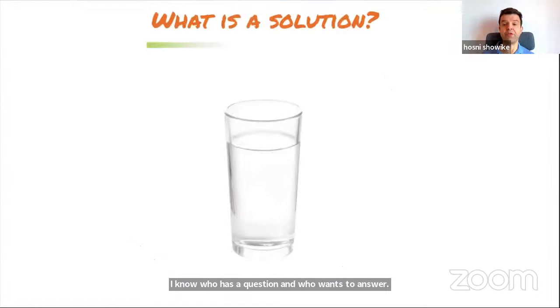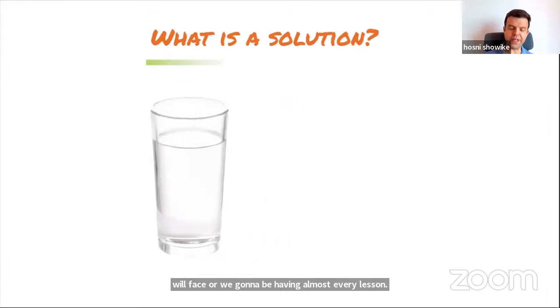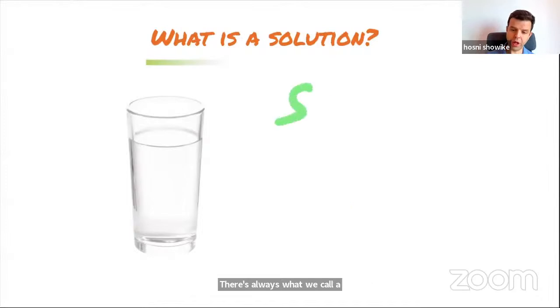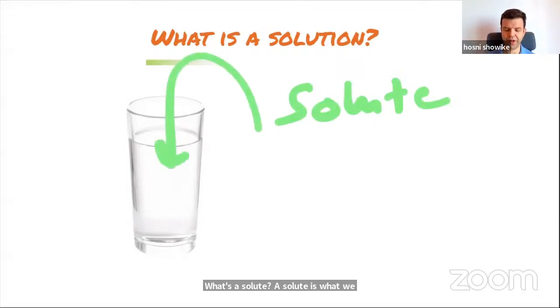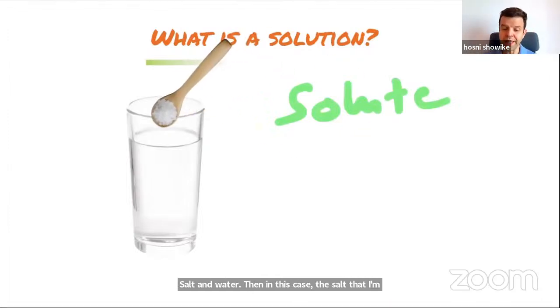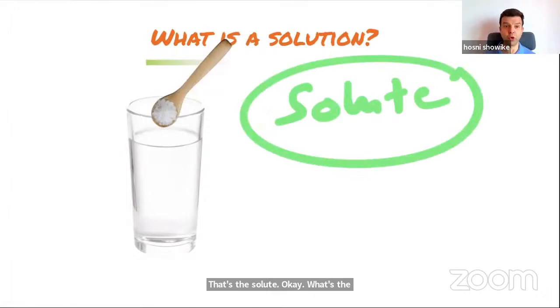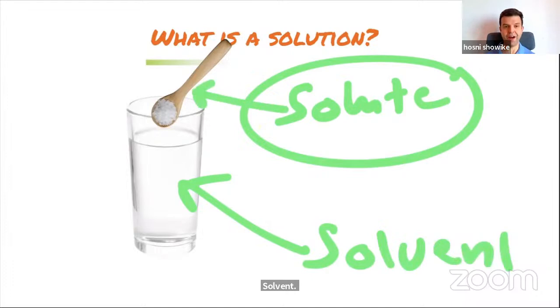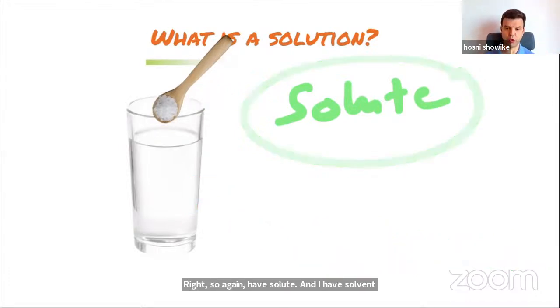Right. So now we're going into our lesson in more depth. So we're going to look at a mixture that we will face almost every lesson. This mixture is what we call a solution. What's a solution? A solution is a mixture of two things. There's always what we call a solute. What's a solute? A solute is what we dissolve. For instance, if I am dissolving salt in water, then the salt I'm putting into the water, that's the solute, okay? What's the other part of a solution? The other part of the solution is what I call solvent, right? So again, I have solute and I have solvent. Together is what I call a solution, right?